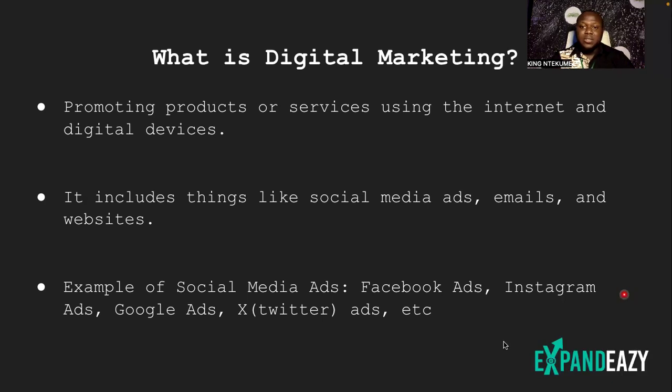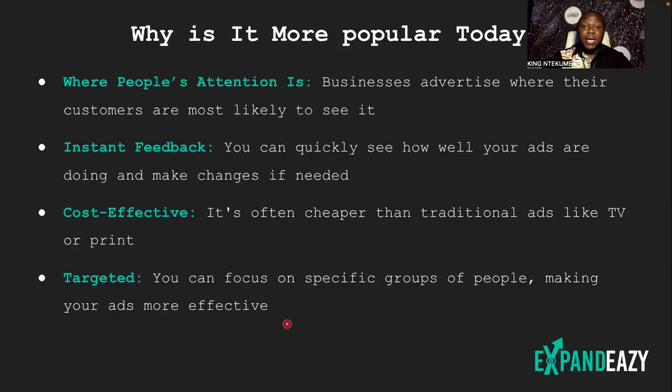It includes things like social media ads, emails, websites, and PPC, pay-per-click advertisements. These are digital marketing mediums people use in promoting their services or products. Examples of social media ads are Facebook ads, Instagram ads, Google ads, and X, otherwise known as Twitter ads. So that's what digital marketing is generally.